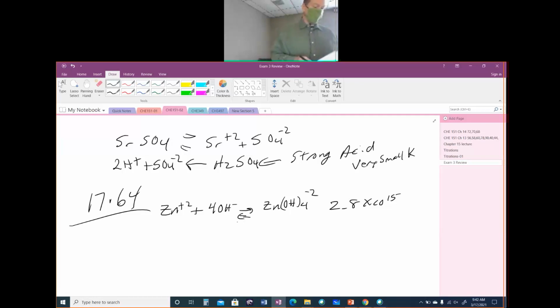All right, so what is the concentration of the Zn2+ ion in the solution that is initially 0.2 molar Zn(OH)4 2-? All right, so initial.